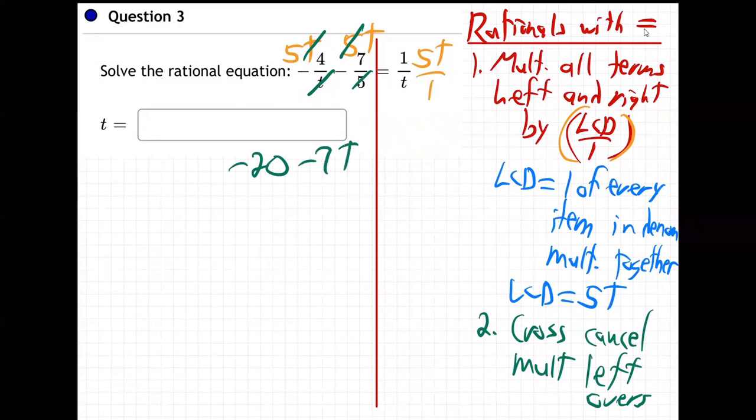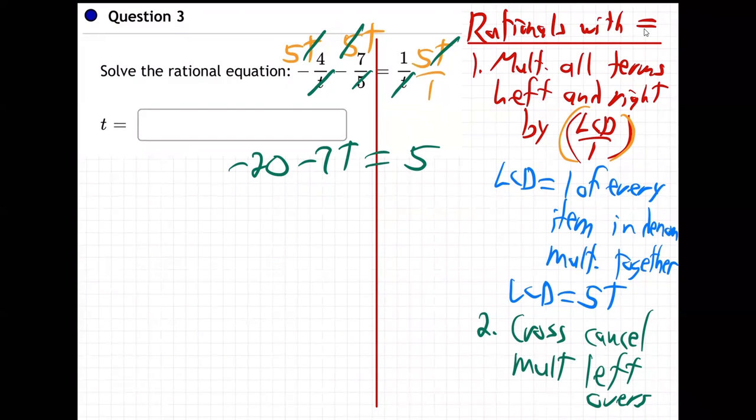Next comes the 5, and the 5 will cancel, and we're left with minus 7t equals, and over here, the t and the t will cancel. We're left with 5 times 1, or just 5. Look at that. So much nicer, huh? No more fractions. That's why we like this LCD over 1 trick. It gets rid of all the fractions. Fractions are a pain, so we're glad to get rid of them.